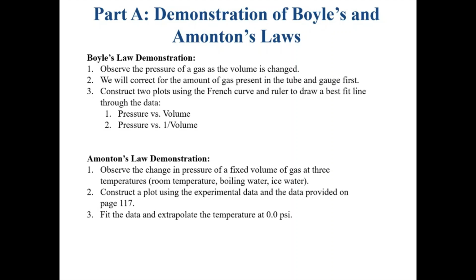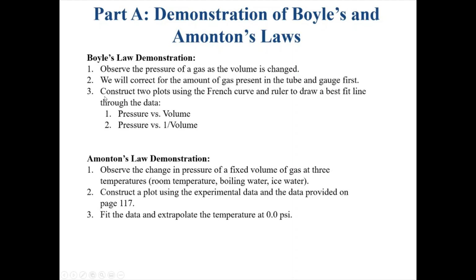What we're going to do with the Boyle's law demonstration is observe the pressure of a gas as the volume of the gas is changed in the cylinder. So we're going to see what happens. Now, there's one thing that we have to do in addition to just observing the pressure in the gas. We have to correct for the amount of gas that's in the tube. I'm going to show you how to do that after the demonstration. So we're going to do the demonstration first, then I'm going to show you the calculation for how we get the correction factor for the amount of gas that's in the tube.